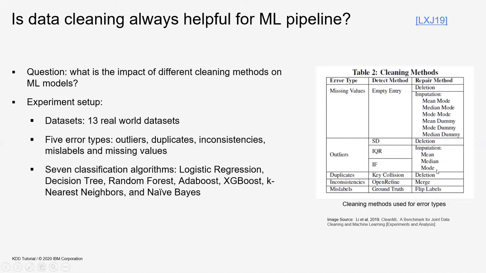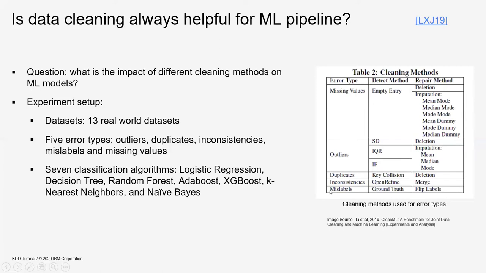Similarly, for duplicates, the detection method is key collision and the repair method is deletion. For inconsistency, they use a detection method which comes from a tool called OpenRefine. And the repair method is basically to merge the inconsistencies found. We'll be talking about some of this in a lot more detail as part of data transformation.